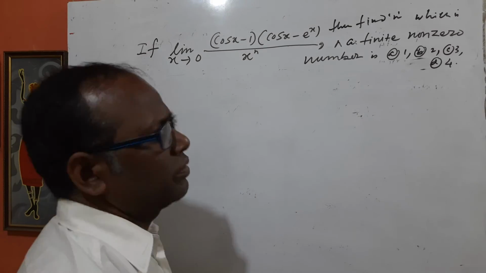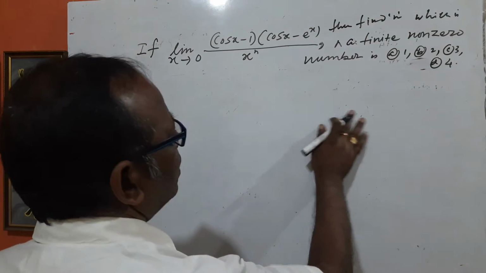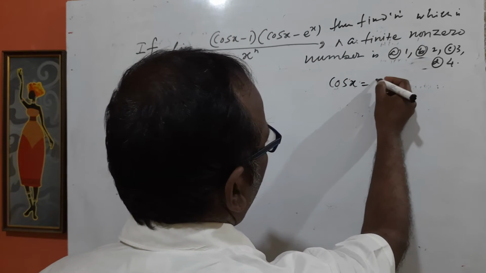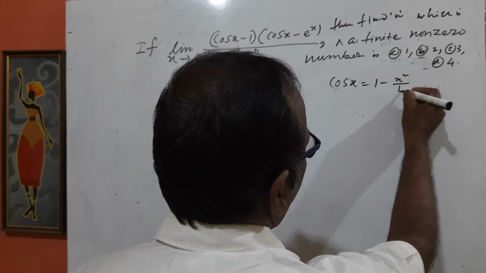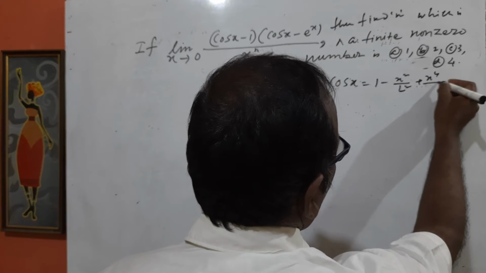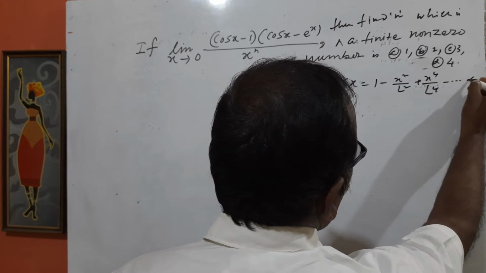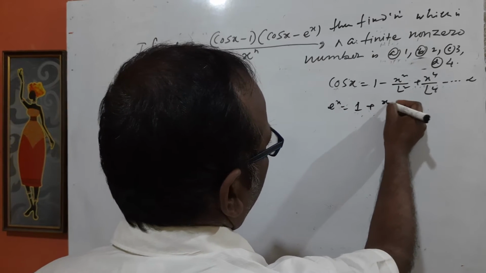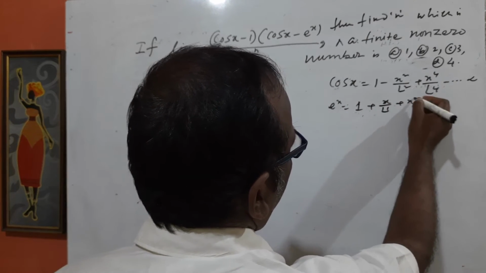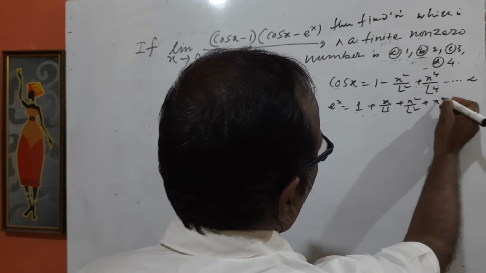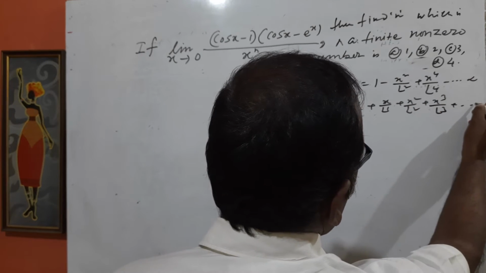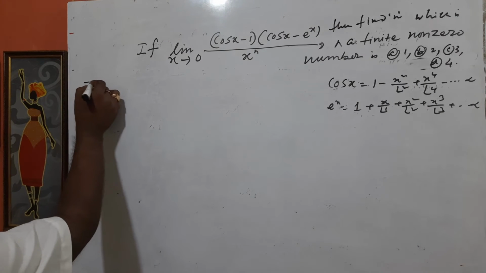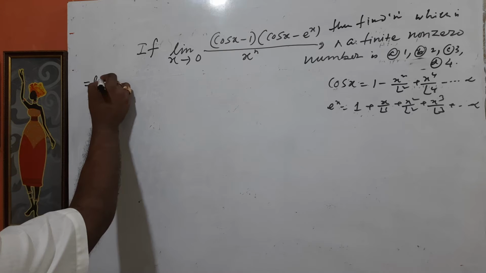We need the expansion for cos x and also e to the power x. The expansion of cos x is 1 minus x square by factorial 2 plus x to the power 4 by factorial 4 minus dot dot to infinity, and e to the power x is equal to 1 plus x by factorial 1 plus x square by factorial 2 plus x cube by factorial 3. So we need to know the expansion. See, this is your solution.